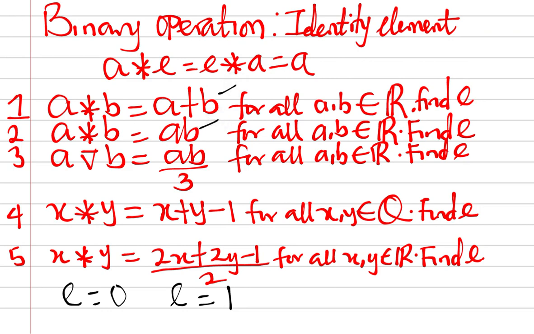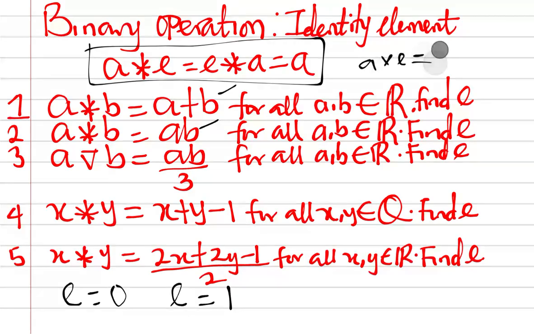So let's see the solution, and don't forget the formula for finding identity. A star E equals A. Just use A star E. Always use A star E equal to A. If you use this, you are going to get your answers directly.